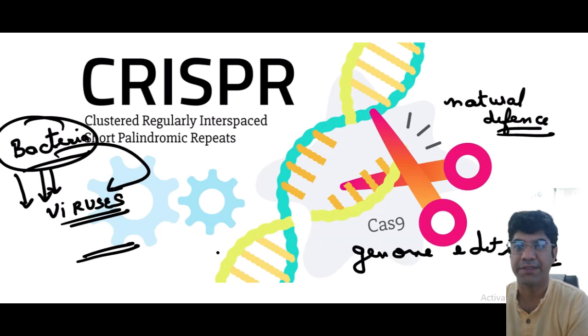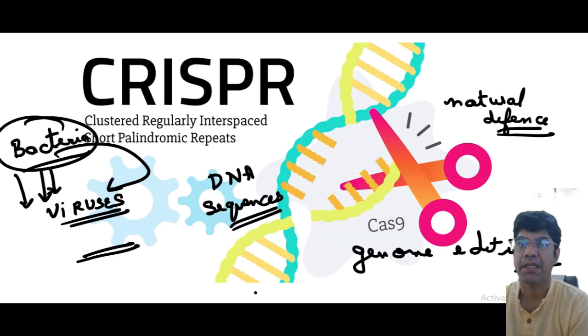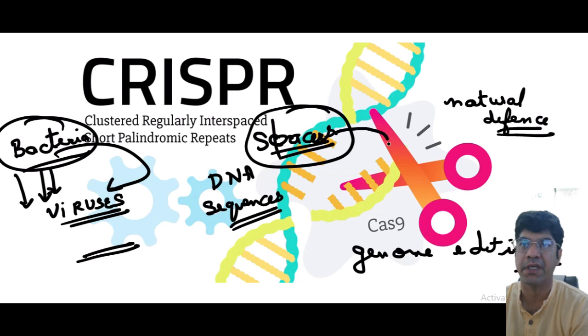So what does it consist of? It consists of short repetitive DNA sequences interspaced with unique sequences that are known as spacers. Remember these spacers, they are derived from the DNA fragments of the bacteriophages.